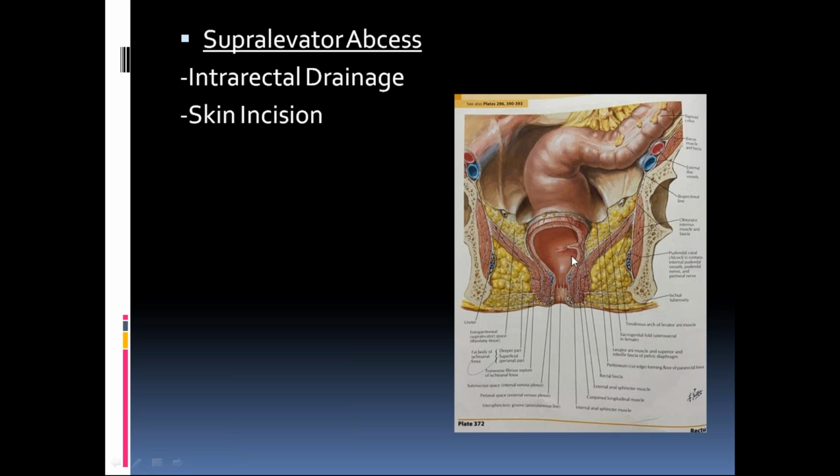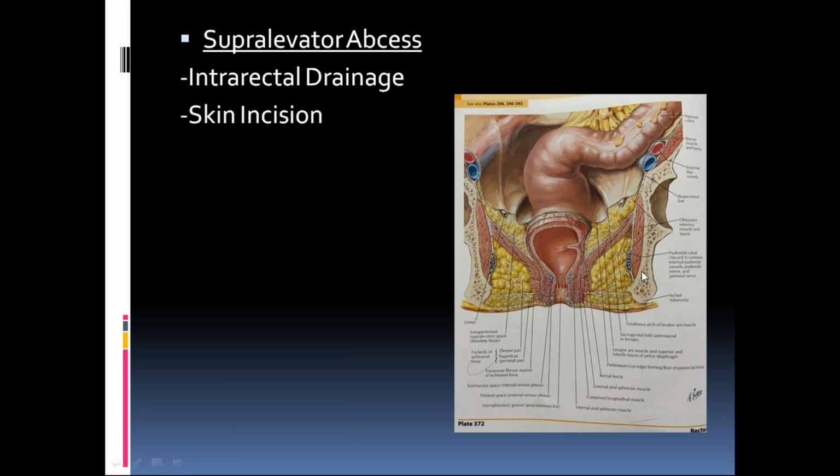Under guidance, you can put a wide bore needle and puncture the area where there is the most prominent fluctuant point, when you palpate with the finger. Due to dependent drainage, the pus will drain into the rectum and come out of the anal canal. This is intrarectal drainage of the abscess. This is one method.